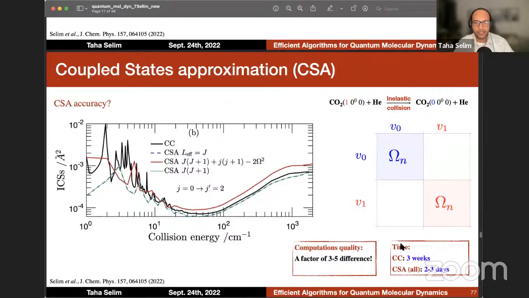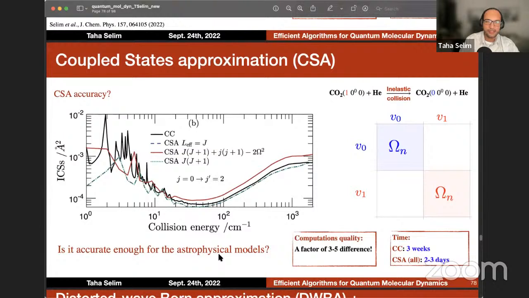Now let's look into the timing. If coupled channels take about 3 weeks, coupled states will take about 2 to 3 days. These are just normalized numbers to give you an idea about how the time behaves for the entire grid of computations. So it is not bad if we need accuracy within a factor of 3 to 5. But the question is, is it accurate enough for the astrophysical model? It looks like no, because James Webb has nice detectors on board and nice IR cameras, a very fancy instrument in space, basically. So it deserves better results, right? We have a fancy machine, so it needs really fancy numbers.